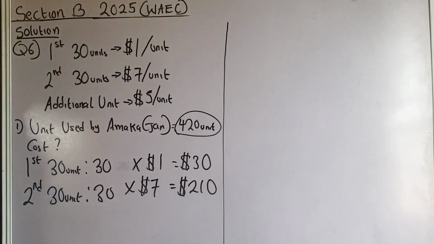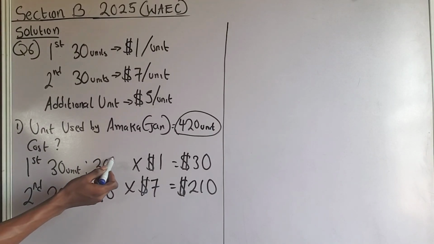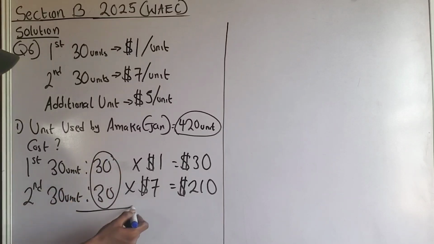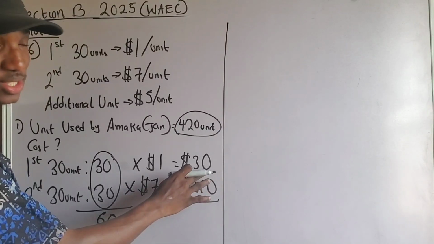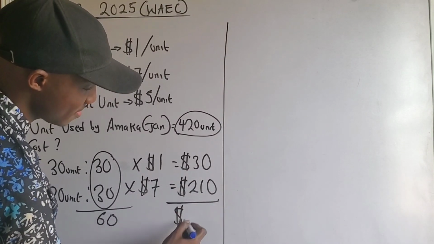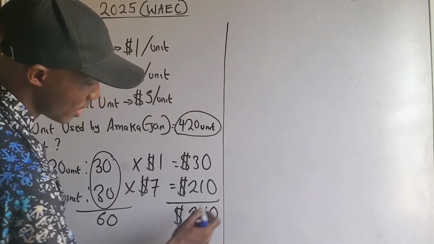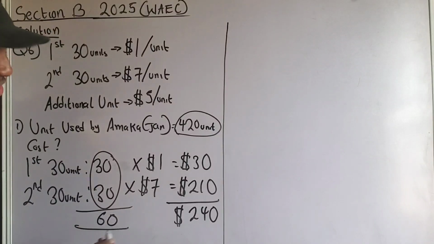Do you understand? Okay, it's simple. Now, how many units have we calculated? We have calculated for 60 units now. The cost of 60 units will be $210 plus $30, that is $240. So the cost of the 60 units that Amaka consumed is $240.